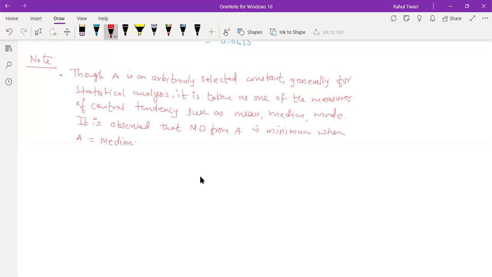So sometimes in an objective question, like in a multiple choice question, this problem is going to be asked. Okay, so when you consider the data for mean and median, MD from median, which one is going to be minimum? So options are given: mean, median, mode, etc. So you need to select the answer based on that. Okay, that is the one thing you can always remember.